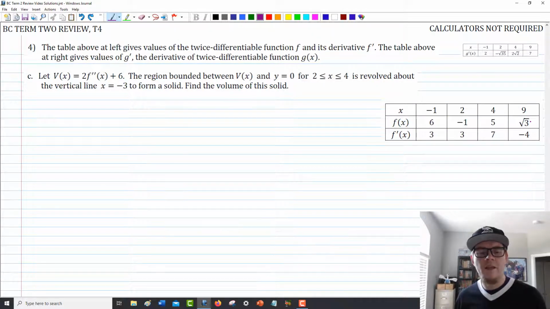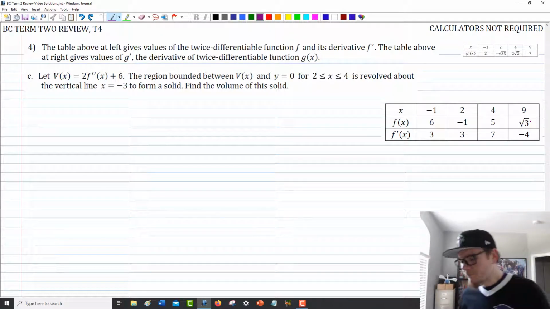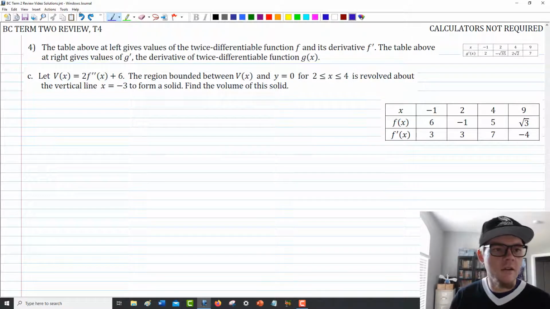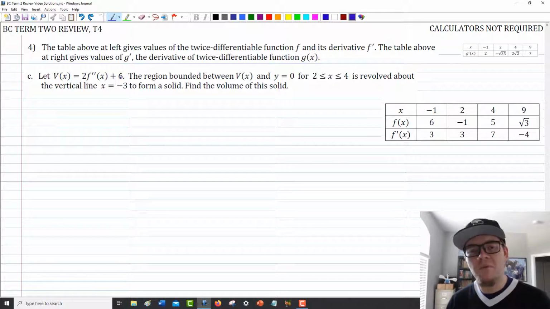The last question I anticipate is going to be by far the hardest. But at the same time, it's the one I'm most excited about. It was the one that inspired this entire activity. So it says let v of x equal 2f double prime plus 6. So what does that look like?